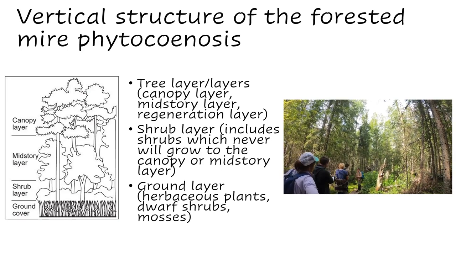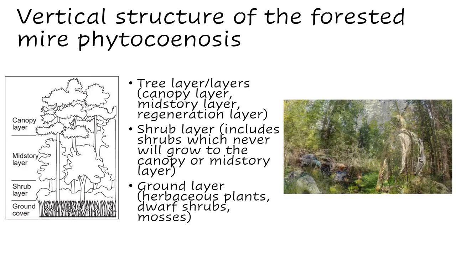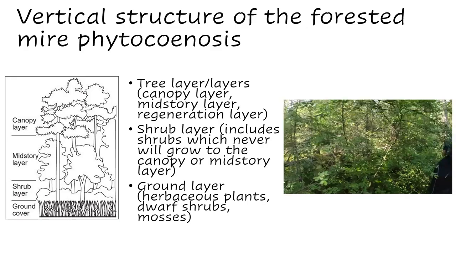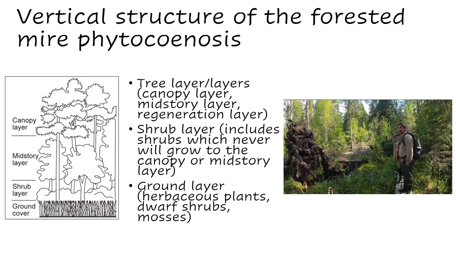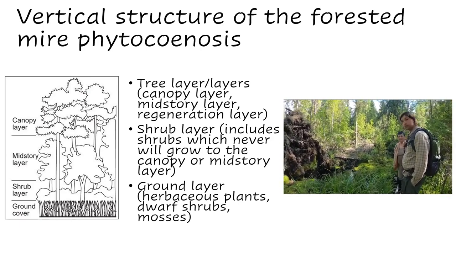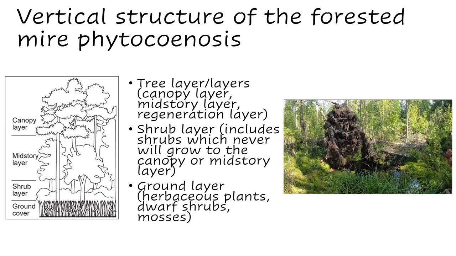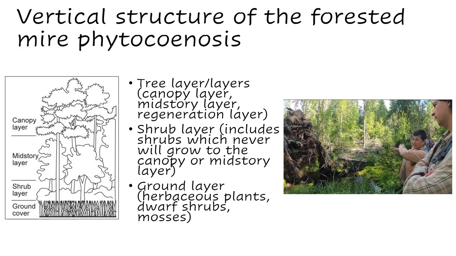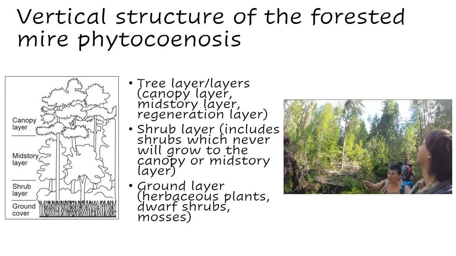What is difficult in the mire vegetation? That there could be forested mires. And the forested mire phytocenosis have a similar approach as the forests. So you have to characterize all layers: the tree layer or canopy layer, and mid-story layers, and regeneration layer, and shrub layer, and ground layer, which will include herbaceous plants, dwarf shrubs and mosses.